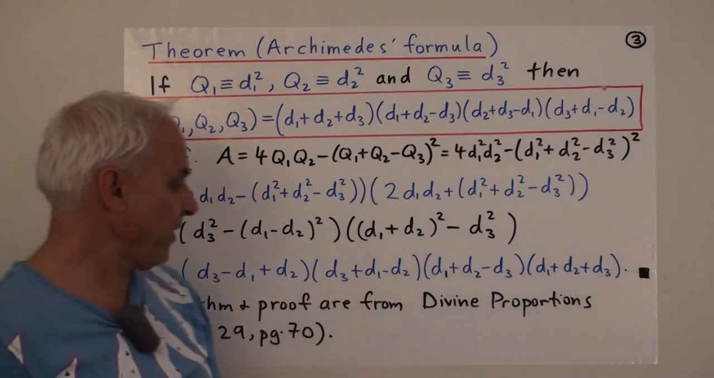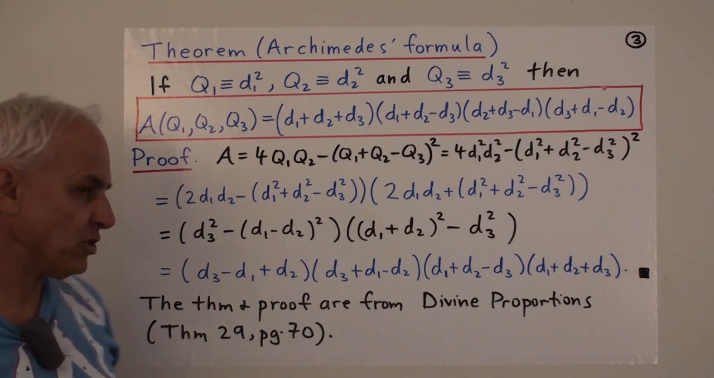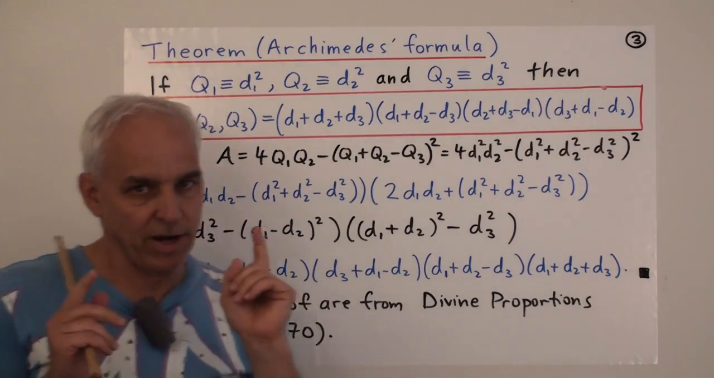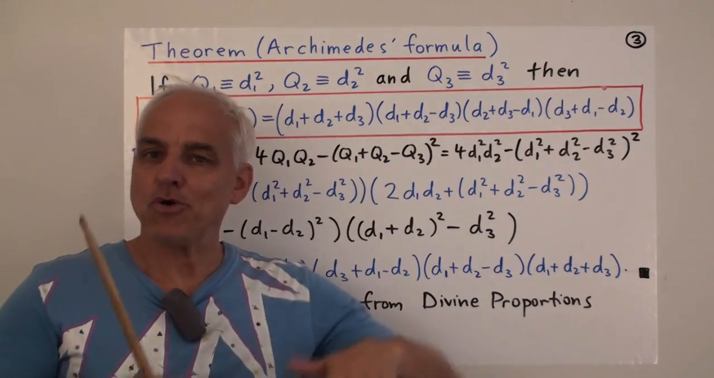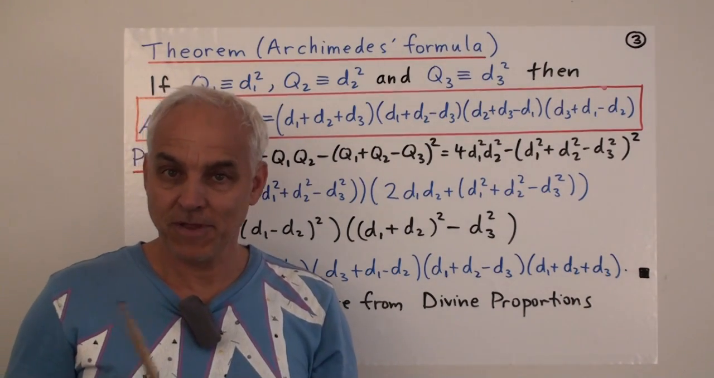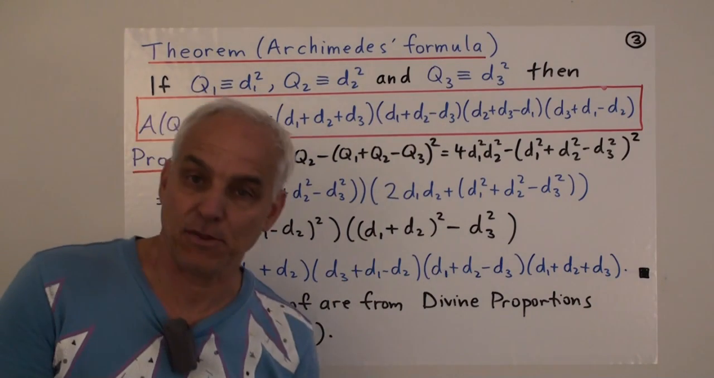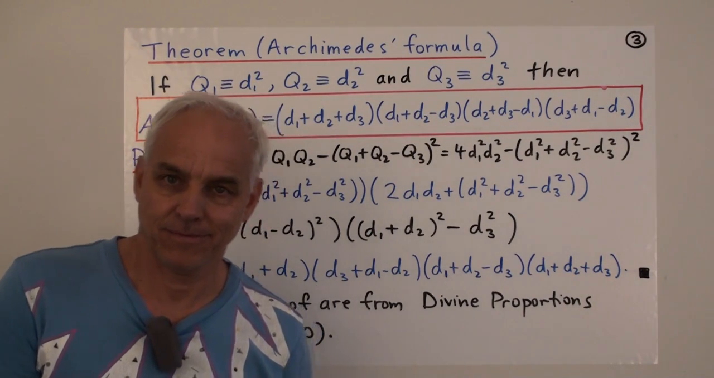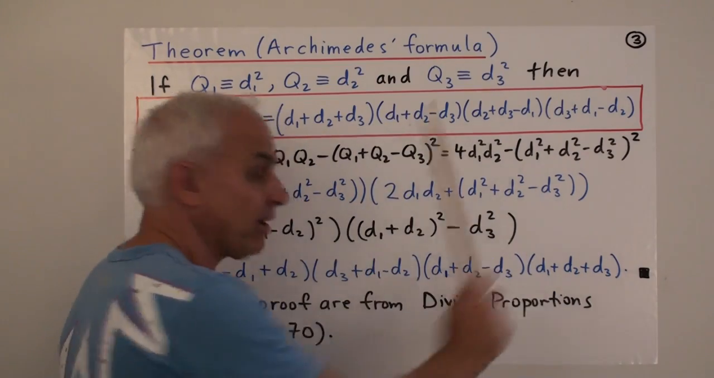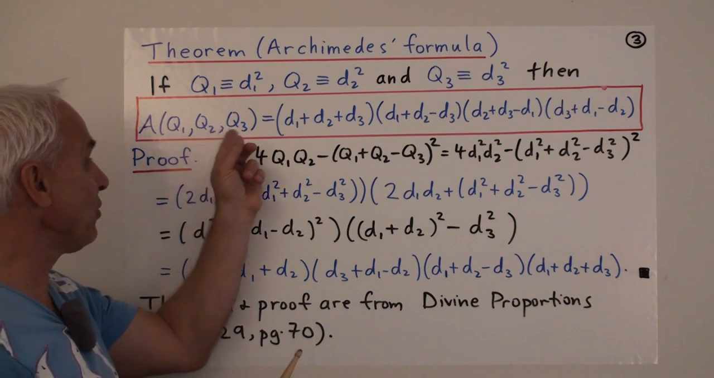So the theorem and proof here are taken from my book, Divine Proportions. It's Theorem 29 on page 70. So notice that this algebraic identity now incorporates the previous theorem. Because suppose that we know that d1 plus d2 equals d3. Well, in that case, this term will be 0. So this entire product will be 0. And that will imply that a of q1, q2, q3 is 0.